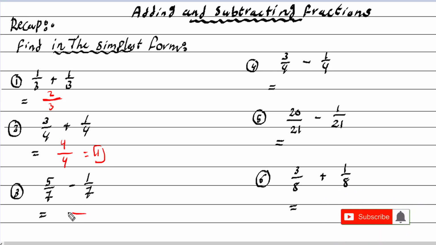5 over 7 minus 1 over 7. In the same way, keep the same denominator, which is 7, and 5 minus 1 will be 4. And this fraction 4 over 7 is in the simplest form.